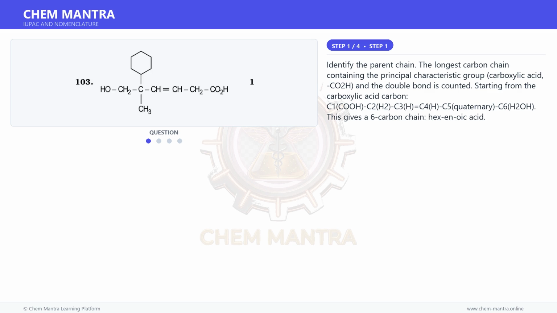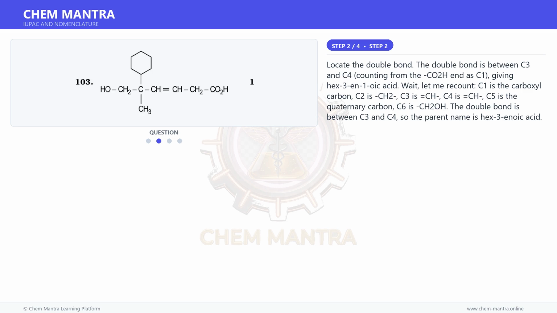Identify the parent chain. The longest carbon chain containing the principal characteristic group, carboxylic acid, COOH, and the double bond is counted. Starting from the carboxylic acid carbon, C1, C2 is CH2, C3 is CH, double bond, C4 is CH, C5 is quaternary, C6 is CH2OH. This gives a 6-carbon chain, hexanoic acid. Moving on to the next step.